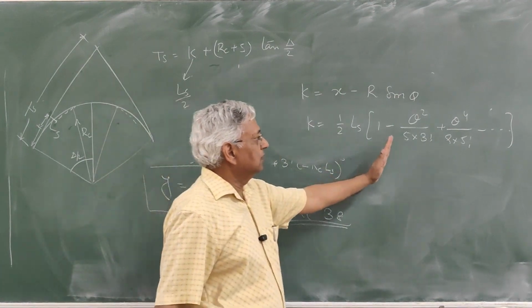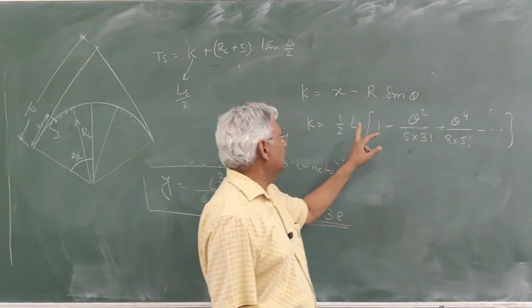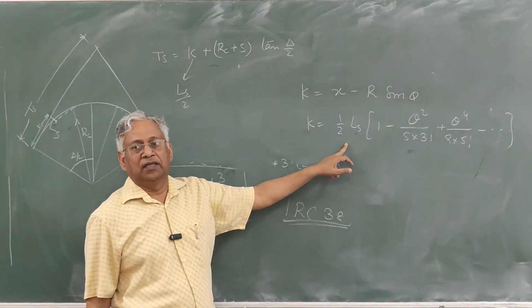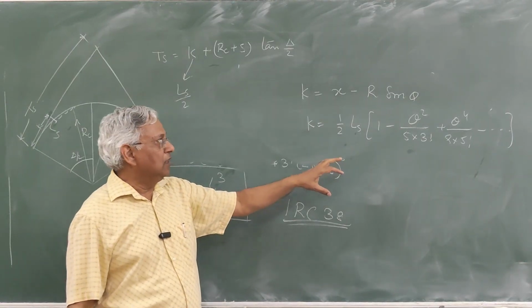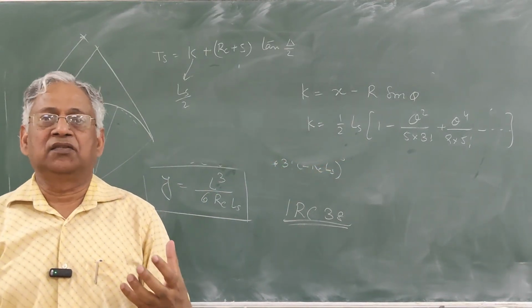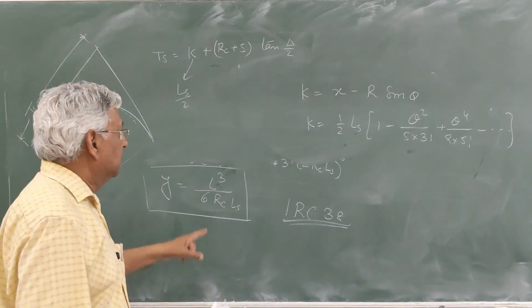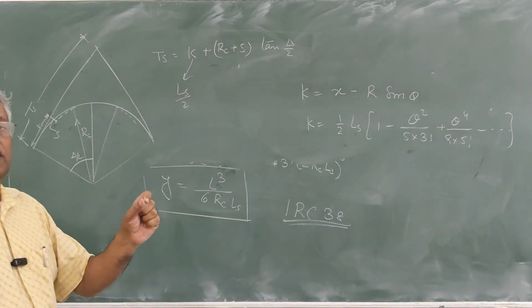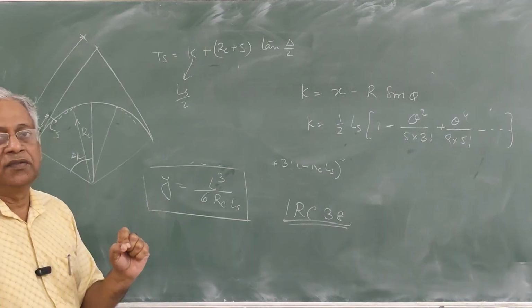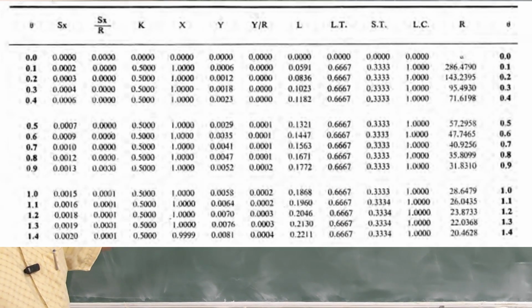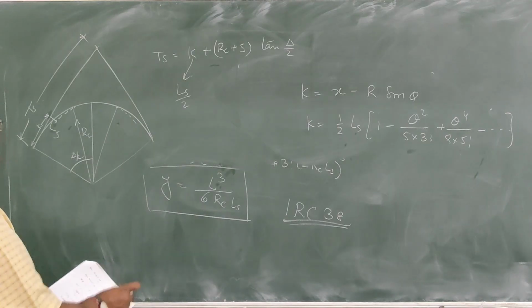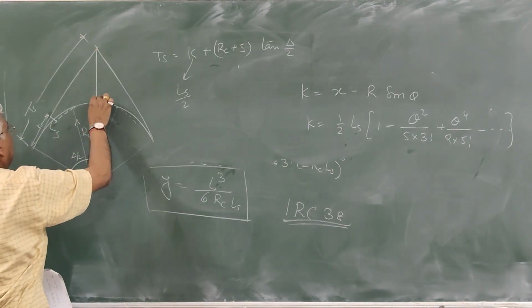So again, if you neglect all these terms, you get half of the transition length. But the actual value is less than half of the transition length. And therefore again, if you enter the table given in IRC 38, you will get the value of k in terms of L. And similarly, this Ec also you can find out.